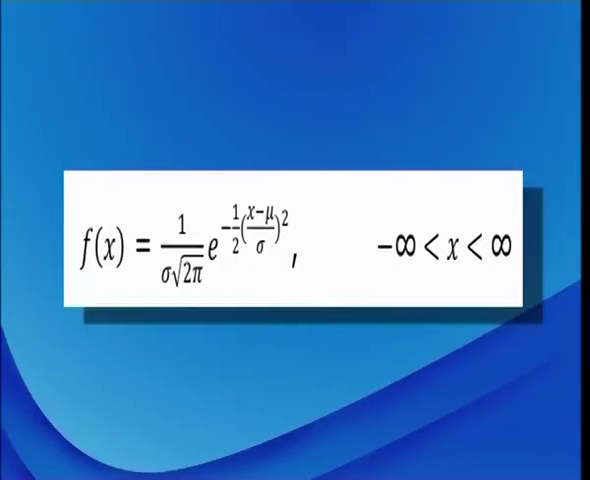A continuous random variable x is called a normal random variable or has a normal distribution if its density function is given by f(x) = 1/(σ√(2π)) times e to the power of −(1/2)((x − μ)/σ)², where x goes from minus infinity to plus infinity. The parameters μ and σ are the mean and standard deviation of x respectively.